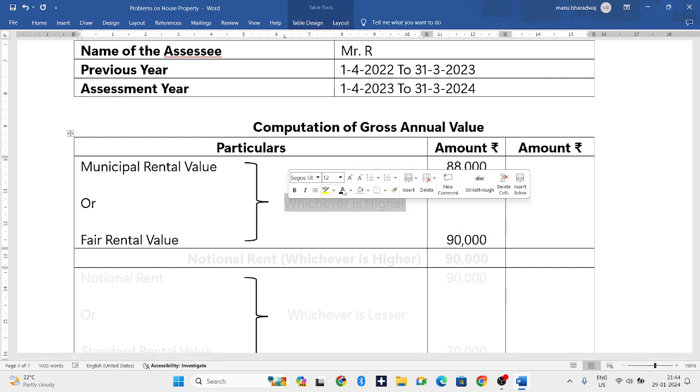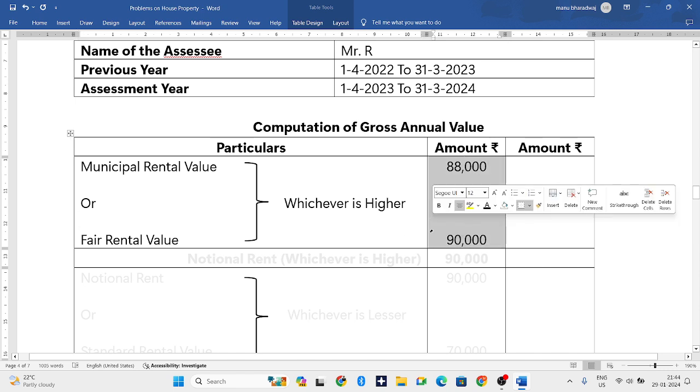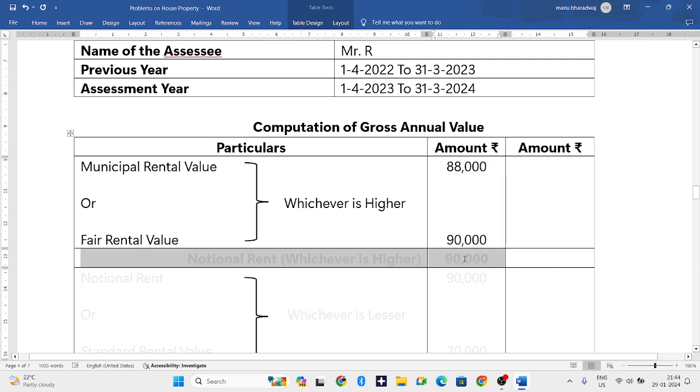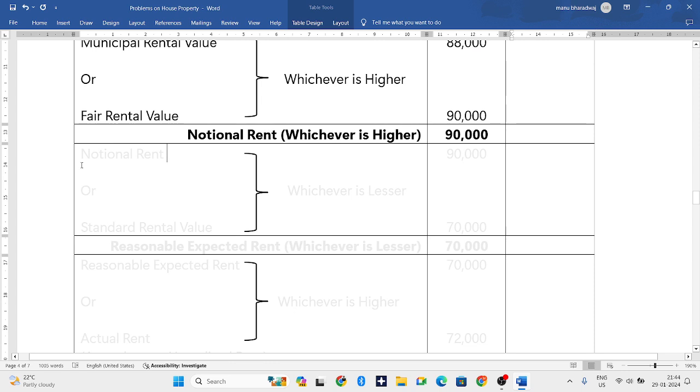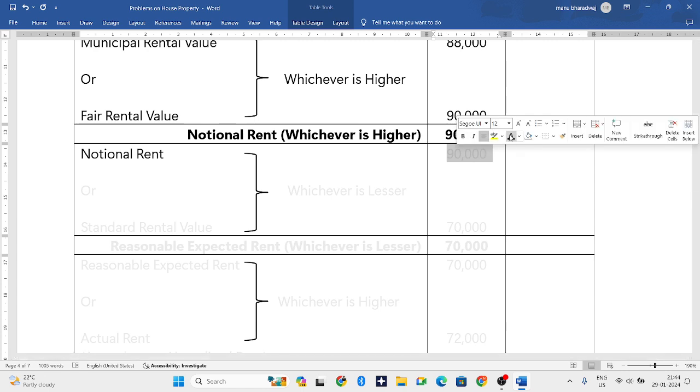Out of these two, whichever is higher, that amount we consider as notional rent. So whichever is higher, we will consider it as notional rent. So 88,000 and 90,000, 90,000 is higher. So that will be considered as notional rent. The same notional rent, that is 90,000, we have found out.